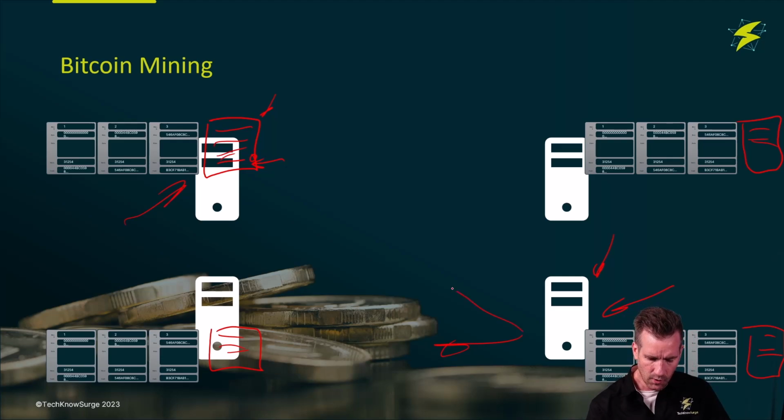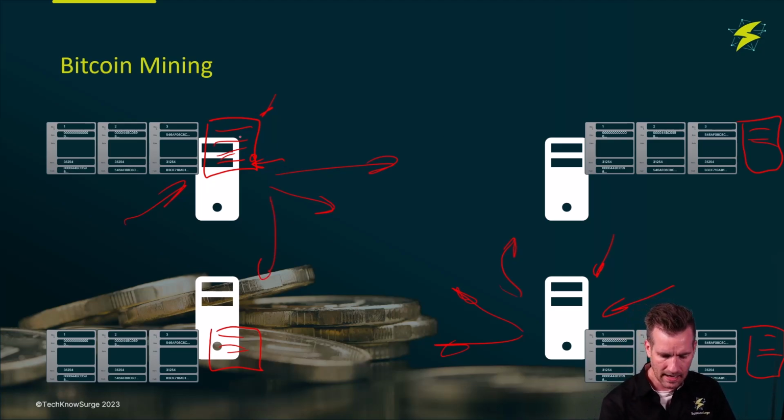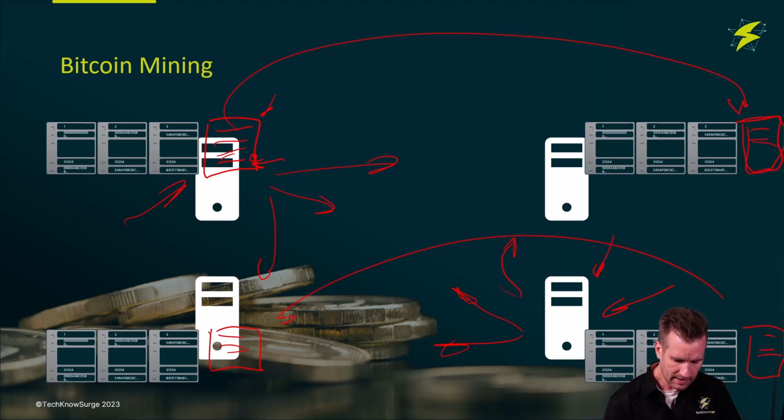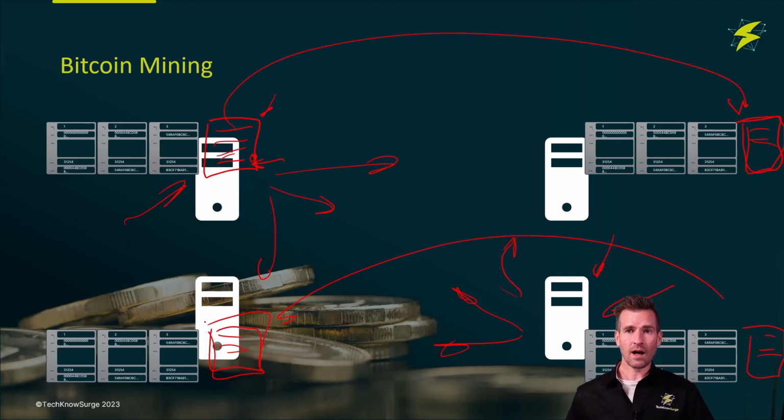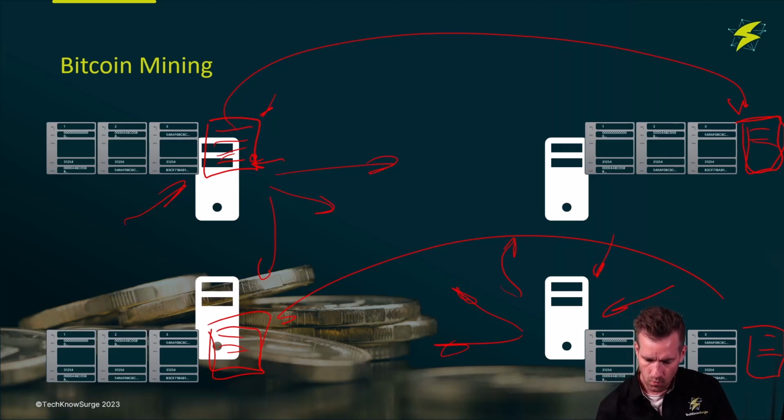They announce to everyone else, I've come up with a solution. Here's the block I came up with. And now that's getting distributed out. Some machines will get one block, while other machines will get the other block. And this is what we call a fork: some machines have one block that says this machine has won that block, while others say that this machine has won that block. And so that creates a problem, an inconsistency with our ledger.